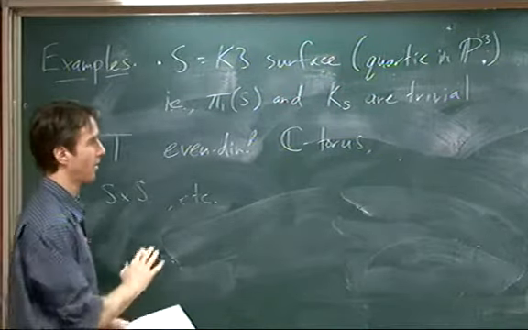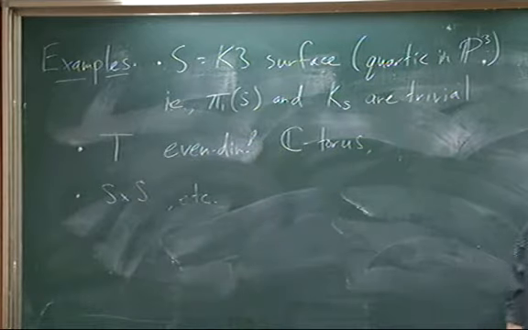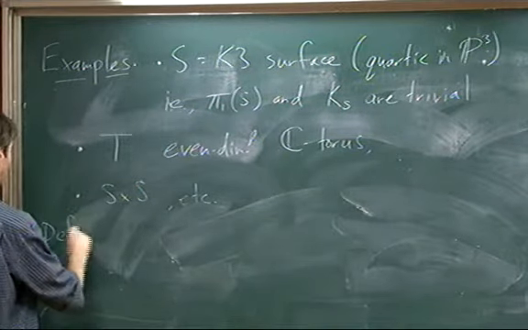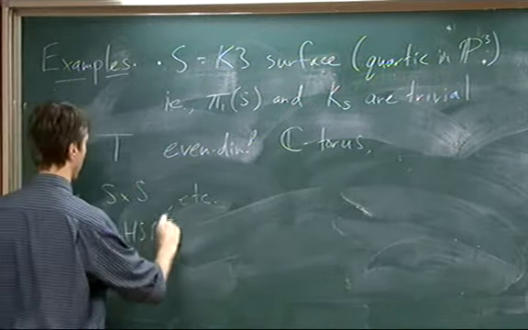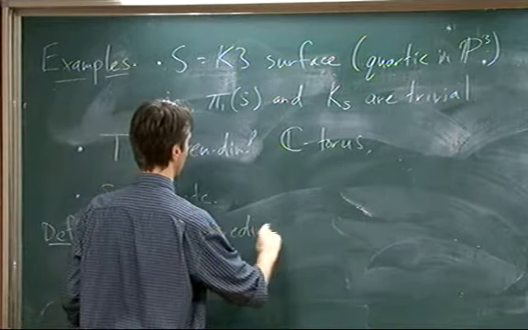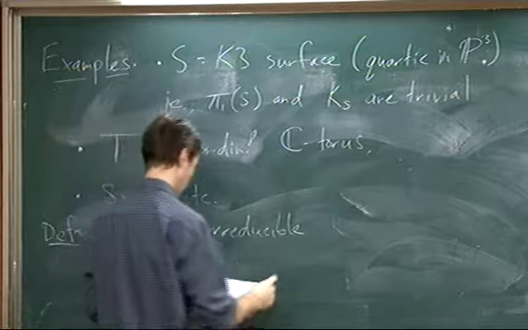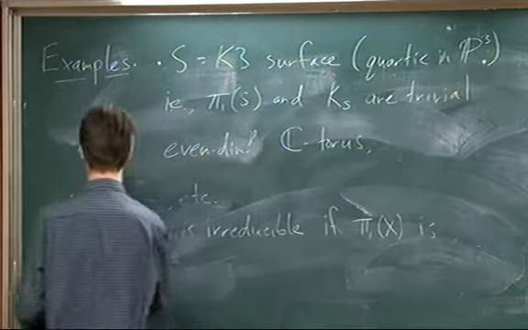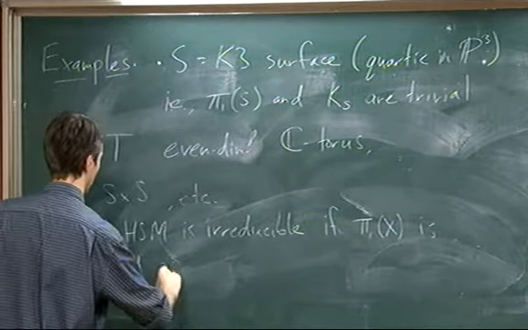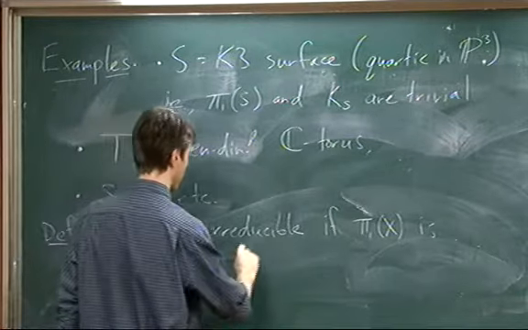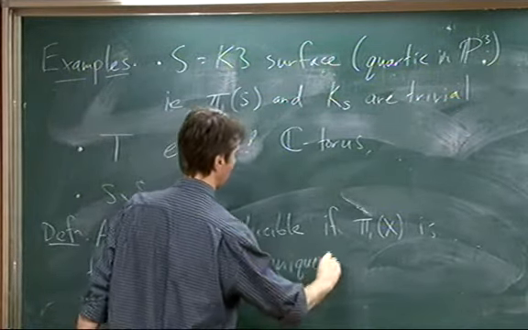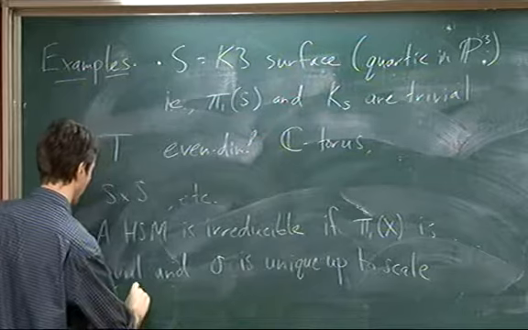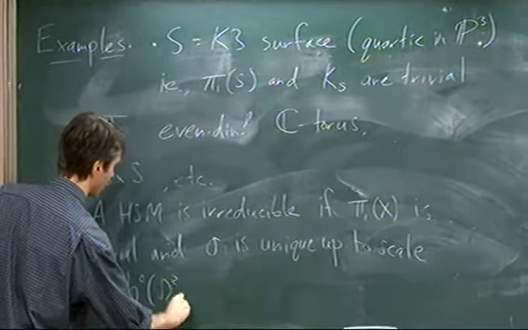Okay, so these are holomorphic symplectic manifolds. Now here I've written irreducible, and so let me describe what that means. A holomorphic symplectic manifold is irreducible if it's simply connected and the holomorphic 2 form is unique up to scale. Or in other words, the space of holomorphic 2 forms is one-dimensional.